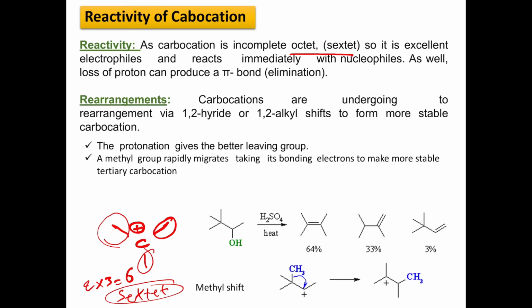As long as the stability of the carbocation increases, the reactivity will decrease. As long as the stability decreases, the reactivity will increase. Also, carbocation can rearrange, because we said the primary carbocation is stable, the secondary is more stable, the tertiary is the most stable one. So there could be an intermediate rearrangement in order to change the place of the positive charge from primary to secondary, or from primary to tertiary, or from secondary to tertiary.